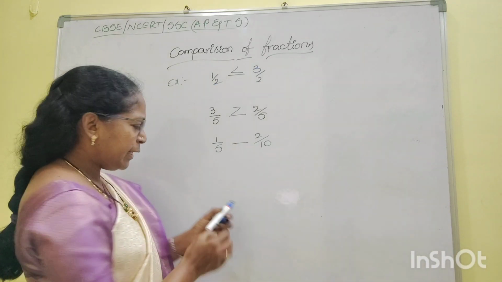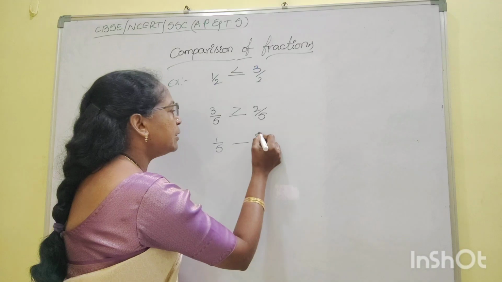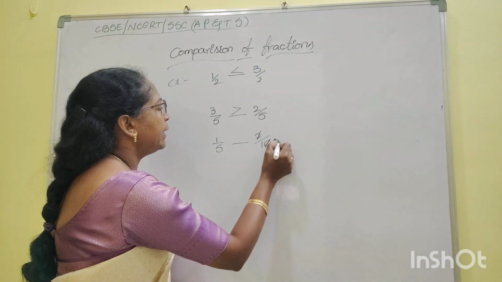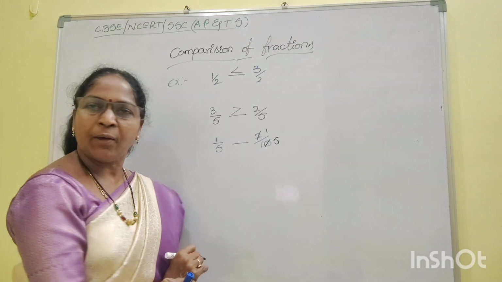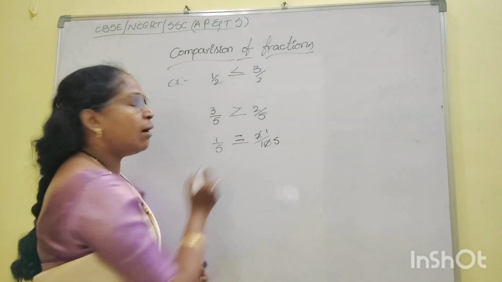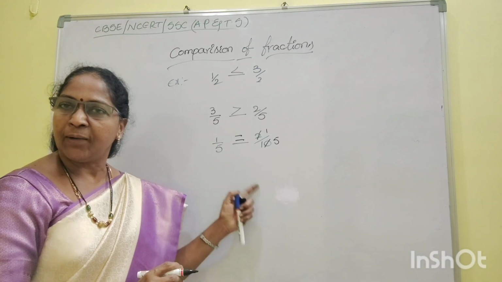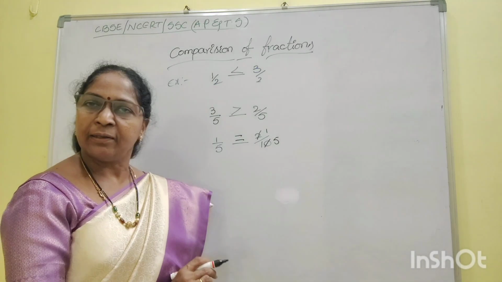Here both are equal. How can you say these two are equal? Means you have to simplify these two numbers. 2 divides 10 5 times. In this one time 1 by 5. So 1 by 5 dash 1 by 5. So both are equal. You can write the symbol like this. This is equal to. Like this you can compare the fractions.